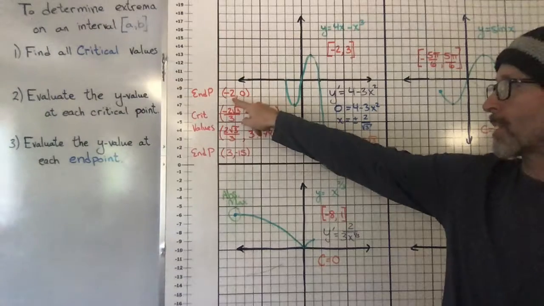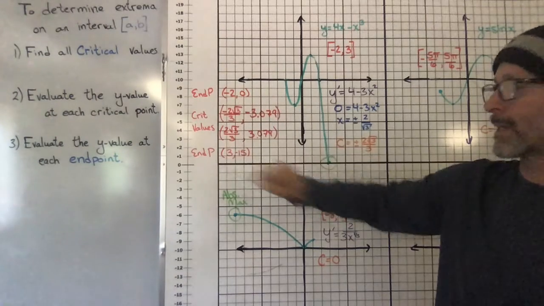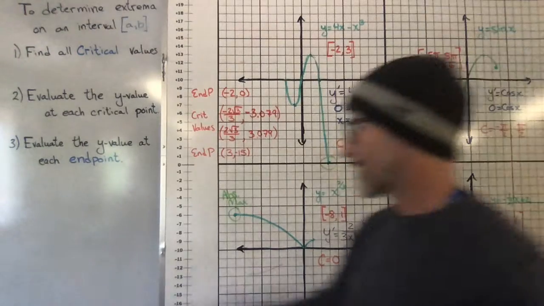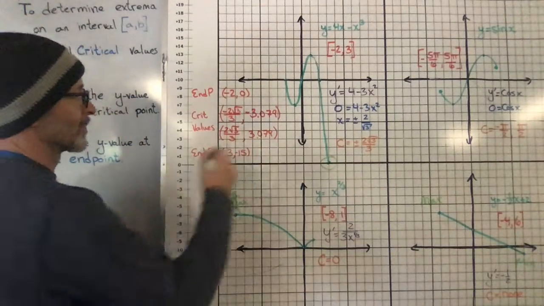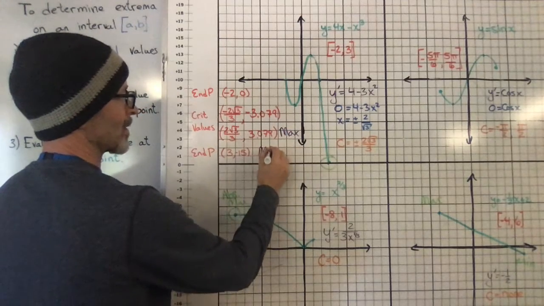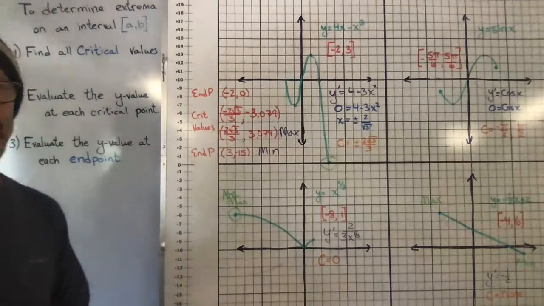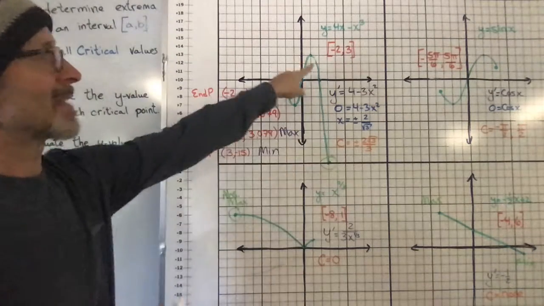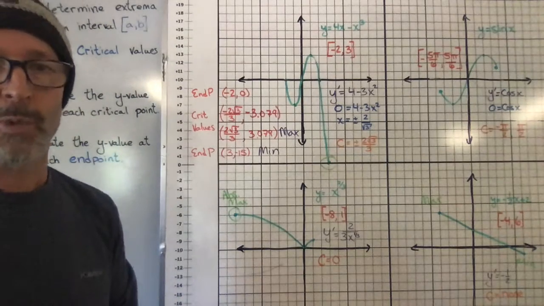I'm going from -2 to 3. So I plugged in an x coordinate of -2 and an x coordinate of 3. Whichever point up here gives me the largest value, that is the maximum or the absolute maximum. Whichever gives me the smallest value, that is your absolute minimum on that interval from -2 to 3.